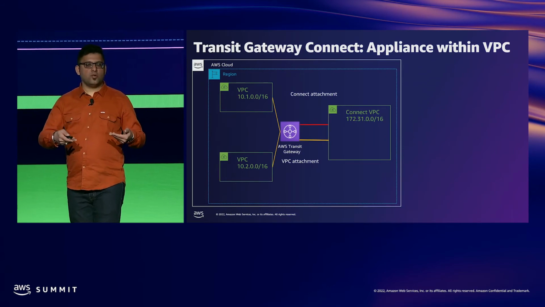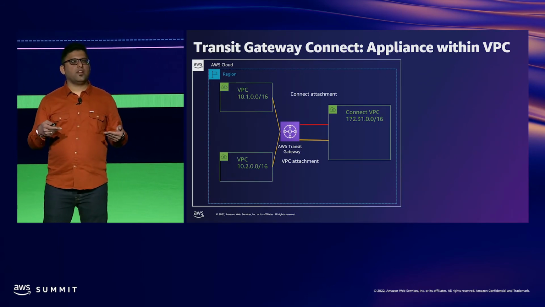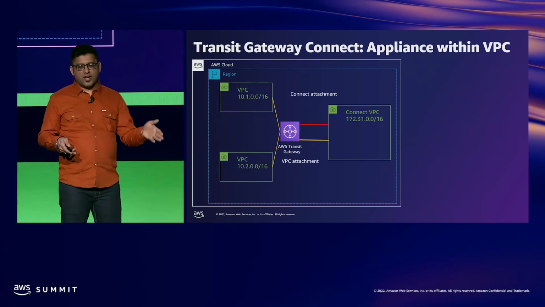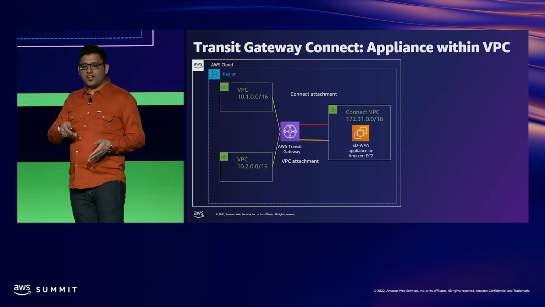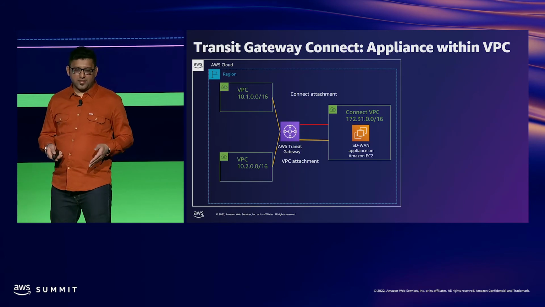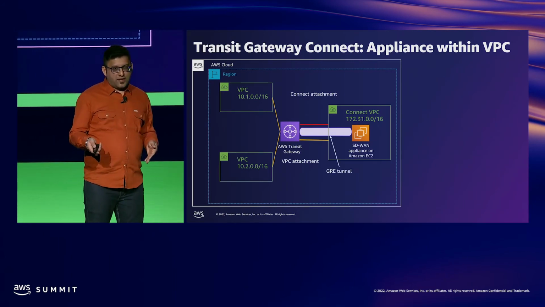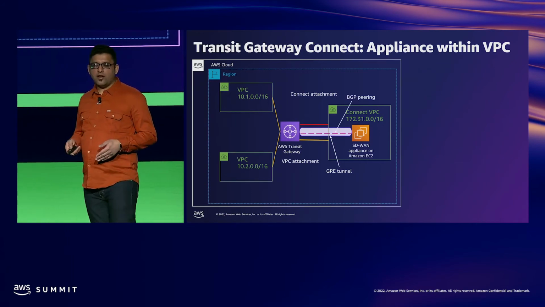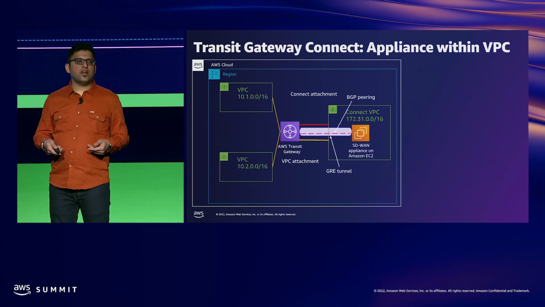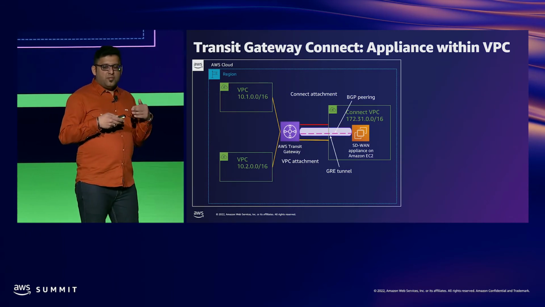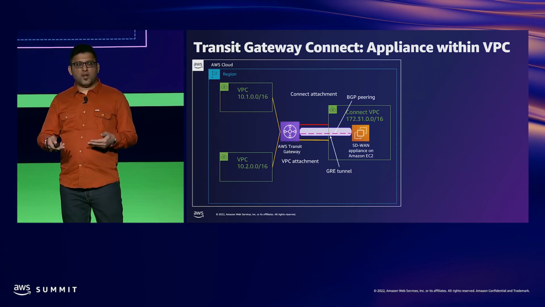and then use that VPC attachment as your transport to create a connect attachment, which will carry your GRE tunnels between the transit gateway and the SD-WAN appliance here. So this is the GRE tunnel that I was talking about. Once you do that, you are essentially creating a BGP session on top of that, so you have BGP over GRE in this particular case.